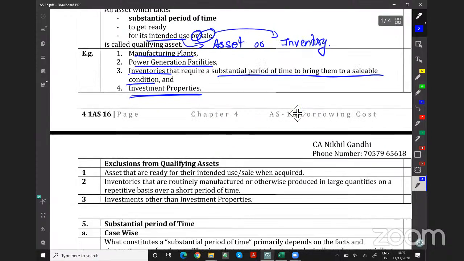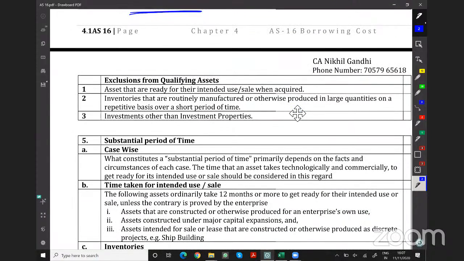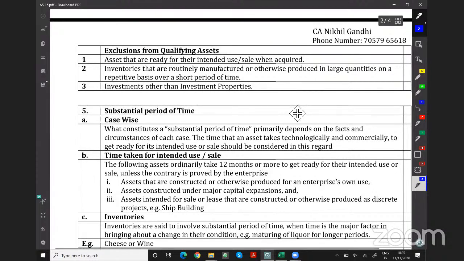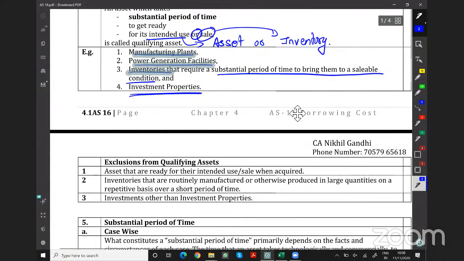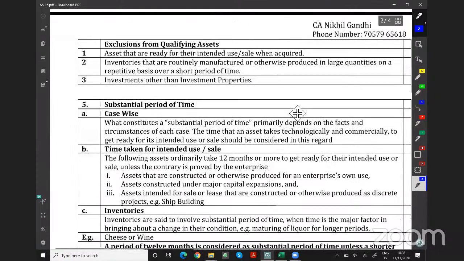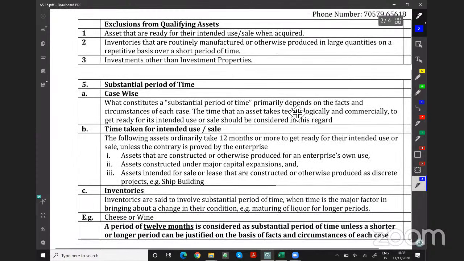So, sir, what do you mean by substantial period of time then? Before understanding all the examples, we will understand, what do you mean by substantial period of time? Case wise, it differs from case to case. What constitutes a substantial period of time primarily depends on the facts and circumstances of each case. The time that the asset takes technologically and commercially to get ready for its intended use or sale should be considered in this regard.